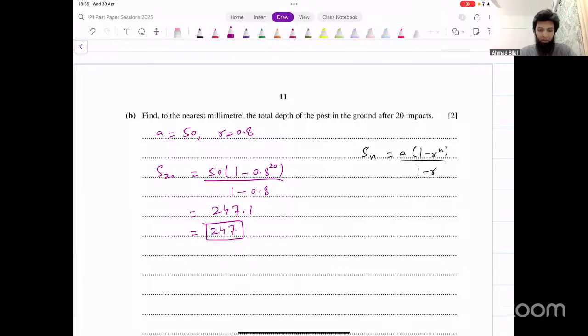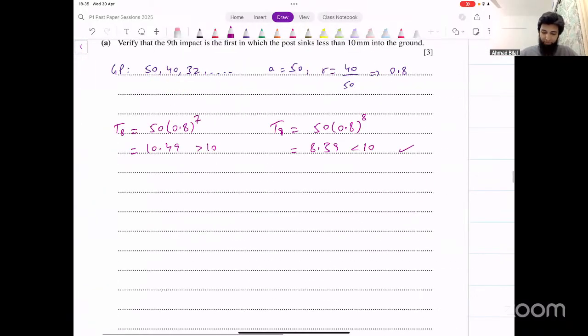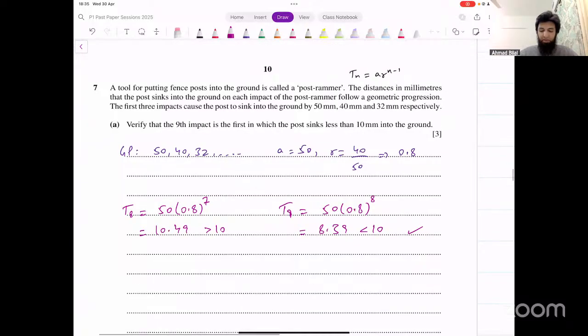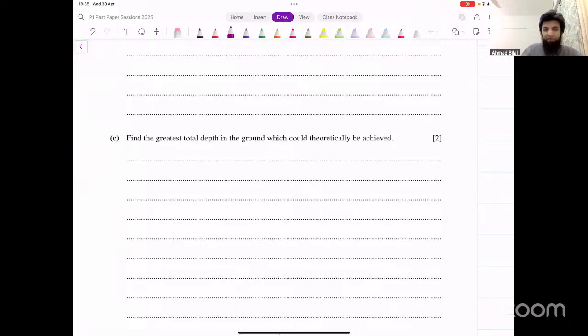Okay, let's move on. Now, part C says, find the greatest total depth in the ground which could theoretically be achieved. So if you keep making these impacts forever, what's the total depth that you could theoretically achieve? That's basically sum to infinity. So if you had infinite impacts, what will be the total sum that you get from that?